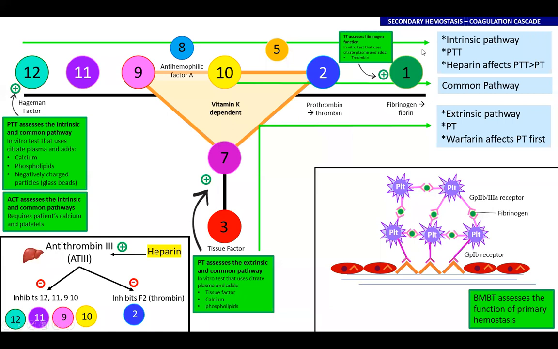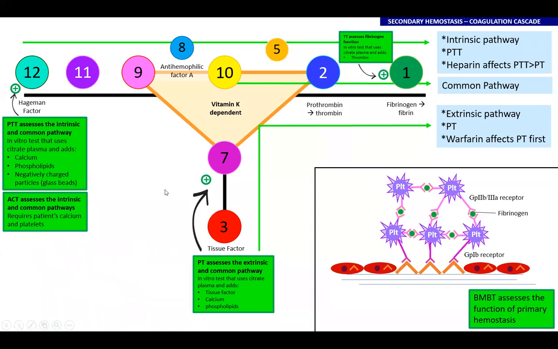And then warfarin, so that's going to affect our vitamin K dependent factors here, so 2, 7, 9, 10 that make this triangle. So because 7 has the shortest half-life, PT will be affected first, but you can see that there are factors that are in the extrinsic, intrinsic, and common pathways that are affected. So you will eventually have prolongation of PT and PTT.